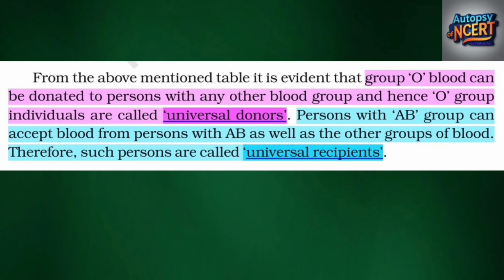From the above mentioned table it is evident that group O blood can be donated to persons with any other blood group, and hence, O group individuals are called universal donors. Persons with AB group can accept blood from persons with AB as well as the other groups of blood. Therefore, such persons are called universal recipients.